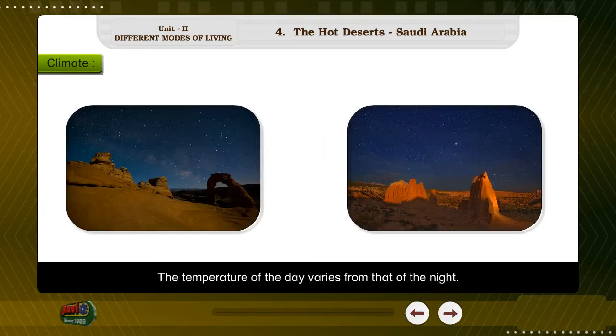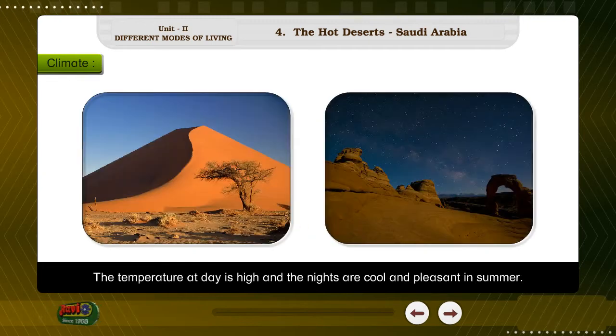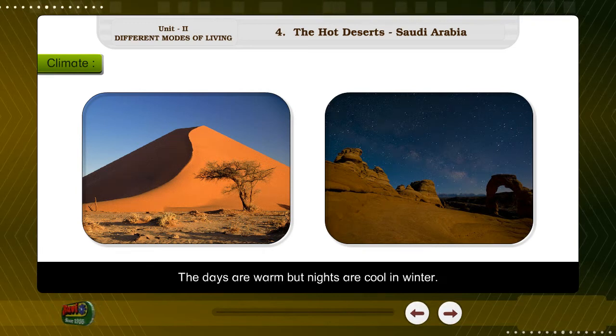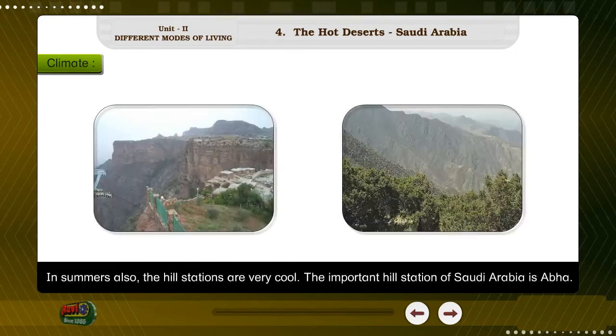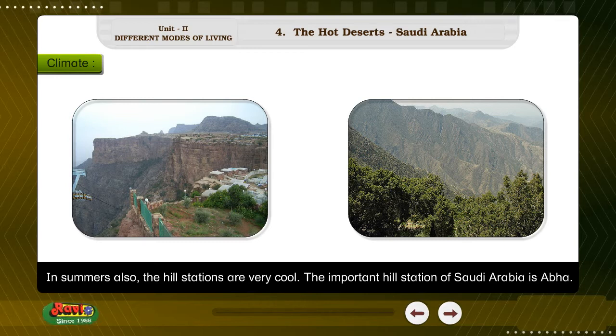The temperature of the day varies from that of the night. The temperature at day is high and the nights are cool and pleasant in summer. The days are warm but nights are cool in winter. Pleasant climate is enjoyed by the people of coastal areas. In summers also, the hill stations are very cool. The important hill station of Saudi Arabia is Abha.